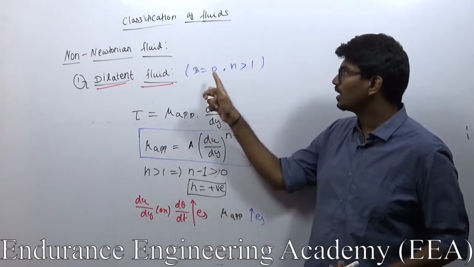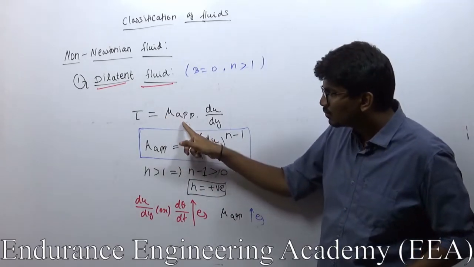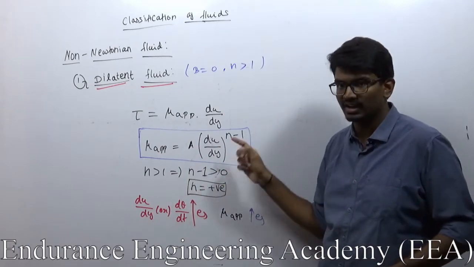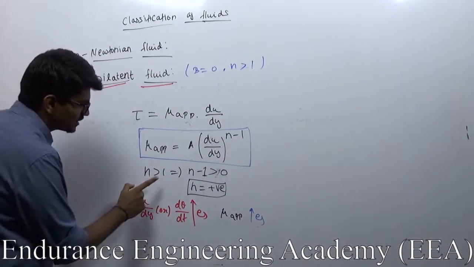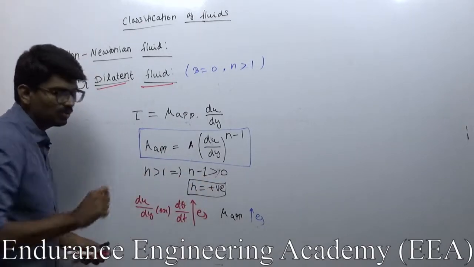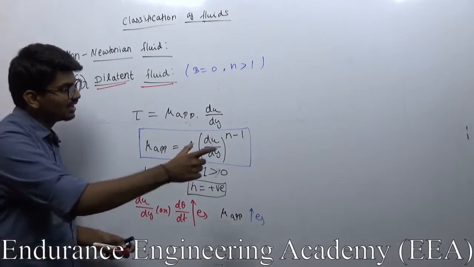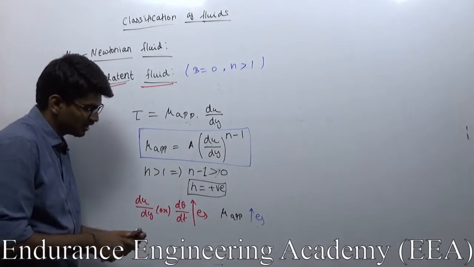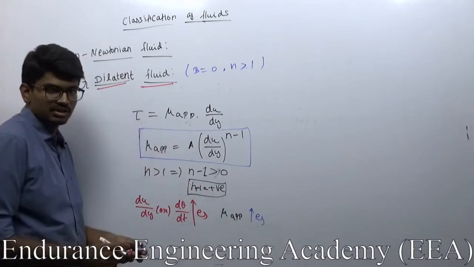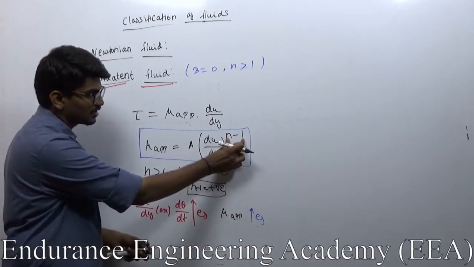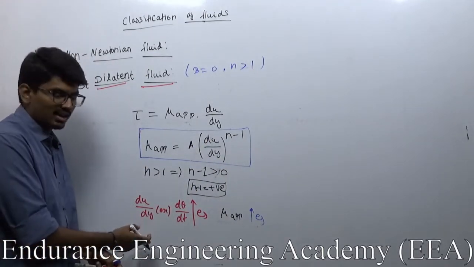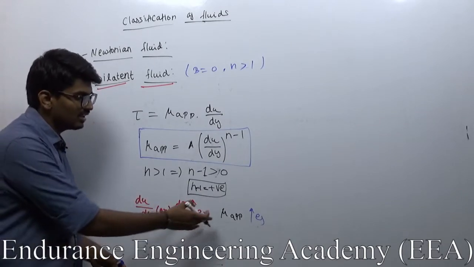If n is greater than 1 and b is equal to 0, tau will be equal to mu apparent into du by dy, where mu apparent is a into (du by dy) whole power n minus 1. And since n is greater than 1, n minus 1 will be greater than 0, so n minus 1 is positive. Since n minus 1 is positive, this term is positive, so as du by dy increases, mu apparent will increase. So that is what I get: as du by dy or d theta by dt increases, mu apparent will increase.